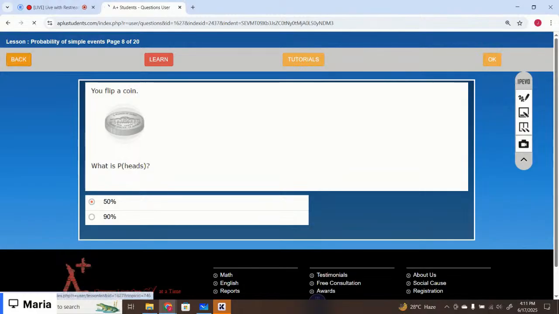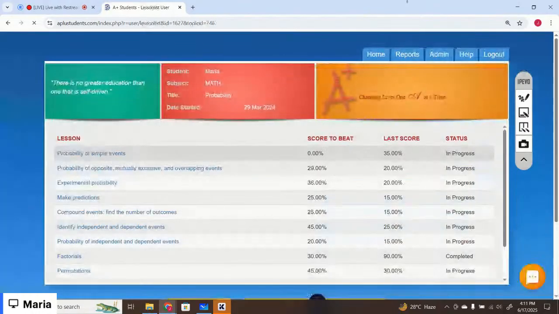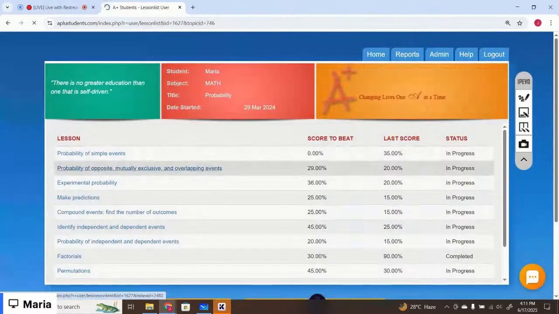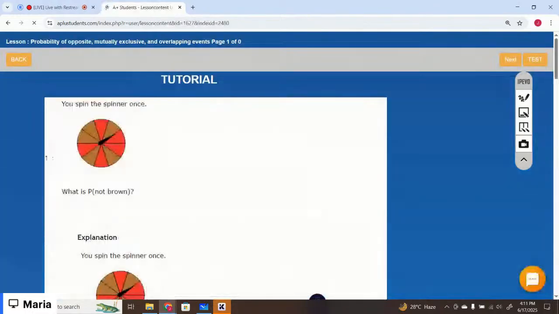Okay, you can complete the lesson by yourself. You can just move to the next lesson: probability of opposites, mutually exclusive and overlapping events. Let's just start with the next lesson.